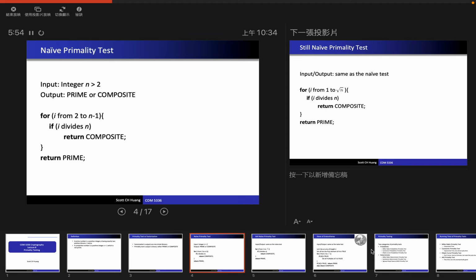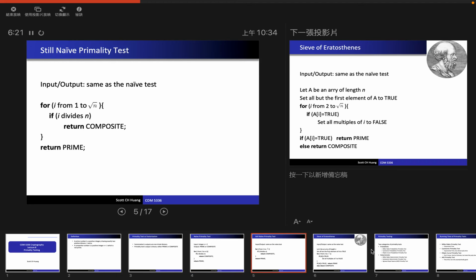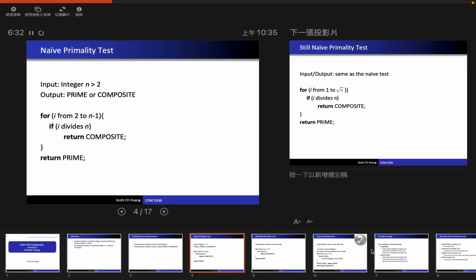Let's take a look at the naive primality test. The input is an integer n, and the output is binary: either prime or composite. We use a for loop where i goes from 2 to n minus 1, and if a test division succeeds, it's composite. This is the naive primality test. That algorithm isn't good because it's slow. Actually, it's not polynomial time. I just want to make sure you all know this is not polynomial time.